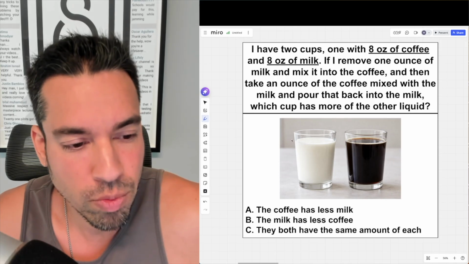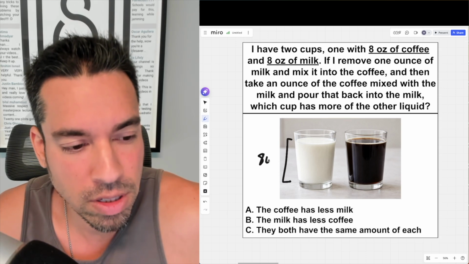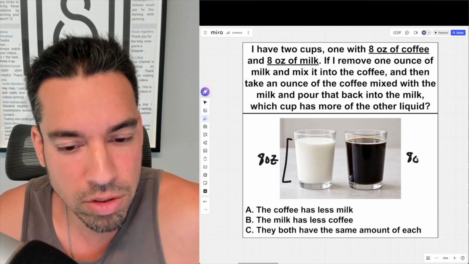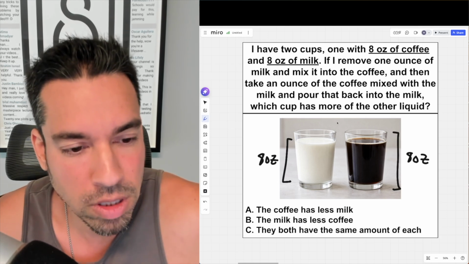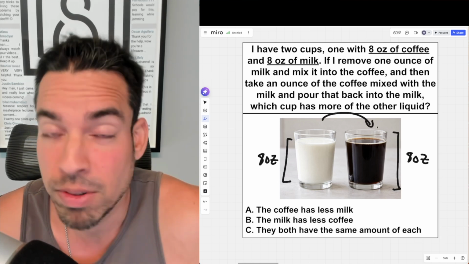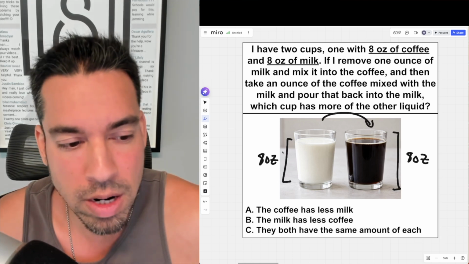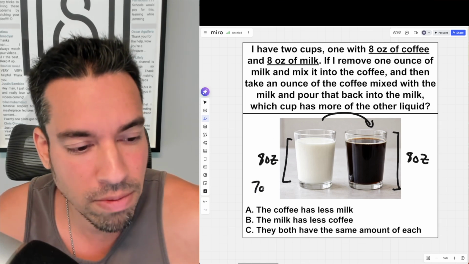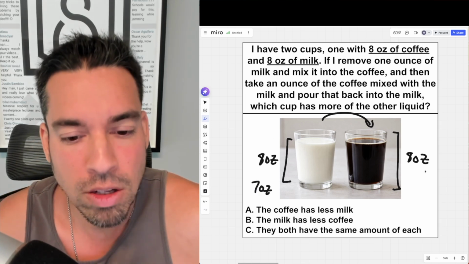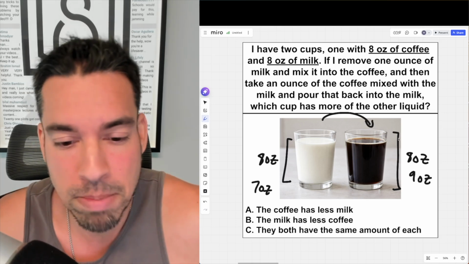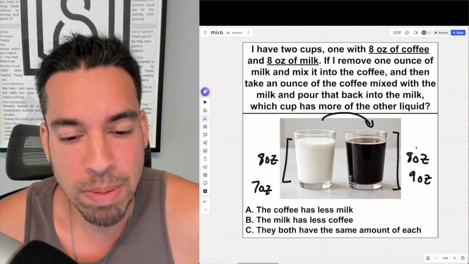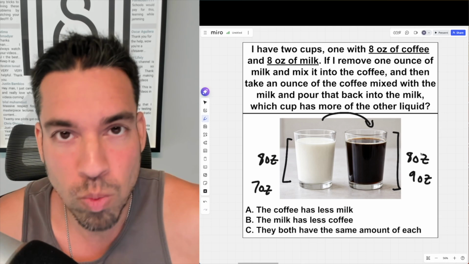So let's think about this. Right now, we've got 8 ounces here, and we've got 8 ounces here. And what's going to happen is we're going to take 1 ounce of the milk and pour it into the coffee. So let's think about that, right? So we got 1 ounce. So now we're down to 7 ounces of the milk. And now the coffee is up to 9 ounces. We're going to mix that coffee and the milk. So we're going to end up having 8 ounces of coffee, 1 ounce of milk.